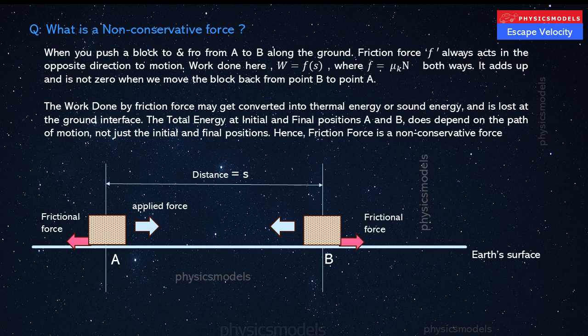When we move the block from right to left, the same thing repeats. There is that pink arrow showing frictional force. That's causing a work done of frictional force times the distance. The energy is lost and dissipated as thermal energy or sound energy. And both these frictional forces in the to and fro motion are lost forever. They cannot be conserved. Hence, frictional force is considered a non-conservative force.